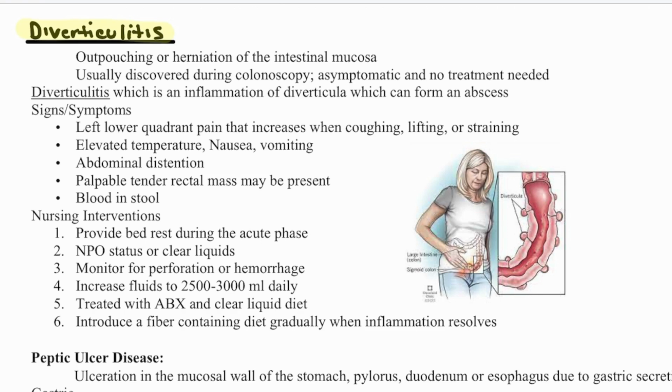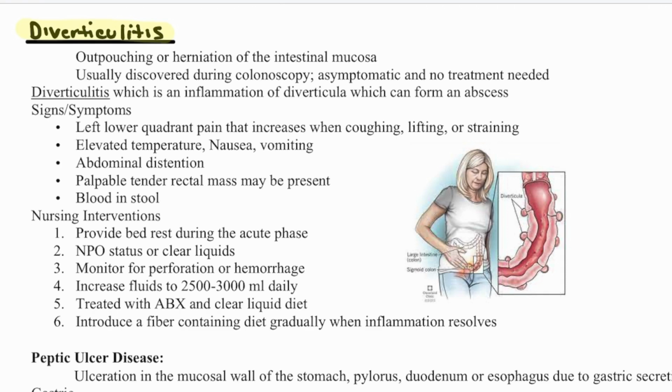Signs and symptoms are left lower quadrant pain that increases with coughing, lifting, or straining. They may have an elevated temperature, nausea, or vomiting. They may have abdominal distension. They may have a palpable, tender rectal mass, and there may be blood in stool.